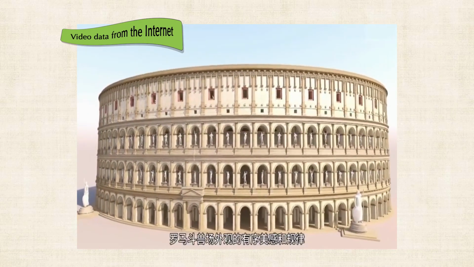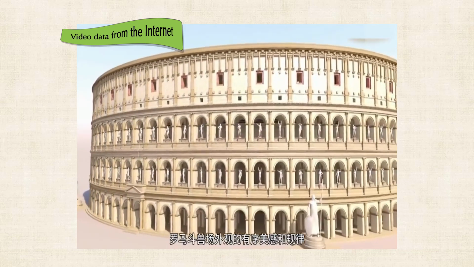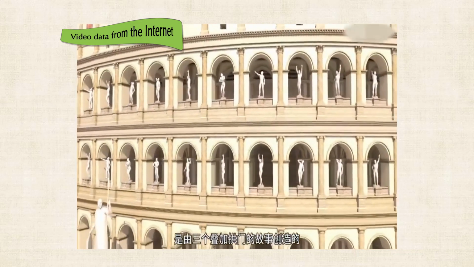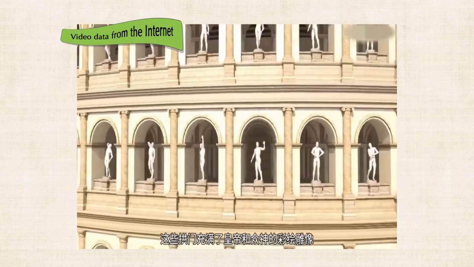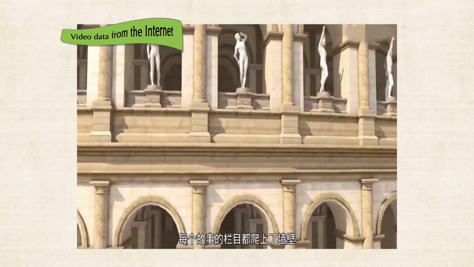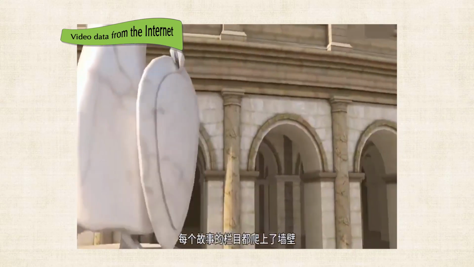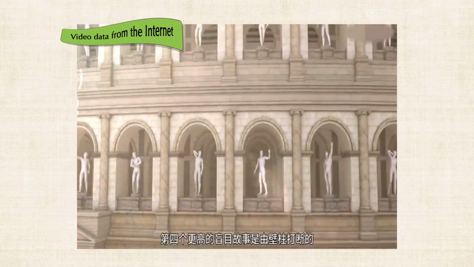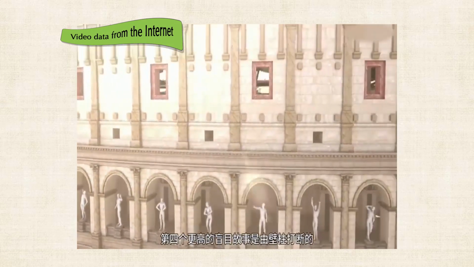The ordered beauty and formal regularity of the Colosseum's exterior is created by 3 stories of superimposed arches, filled with painted statues of emperors and gods. Columns on each story climb the walls: Tuscan, Ionic, and Corinthian. The fourth, higher blind story is punctuated by pilasters.